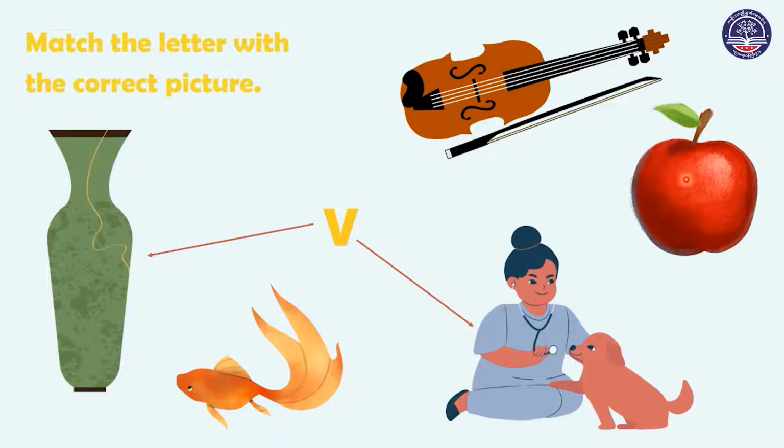Here, what fruit is this? This is an apple. Yes, apple. Again, apple. Does apple start with letter V? This is apple, so it doesn't start with letter V. So we will have to skip this one. Now let's move to the last picture.